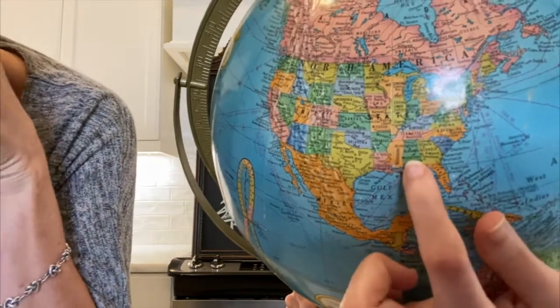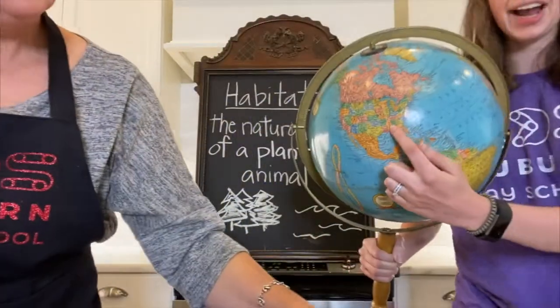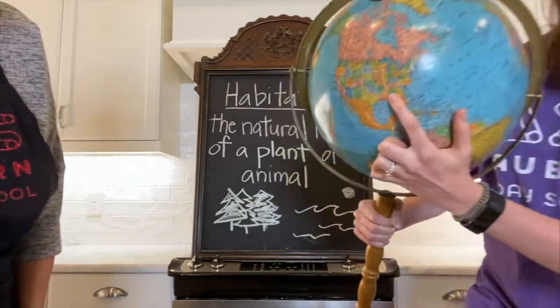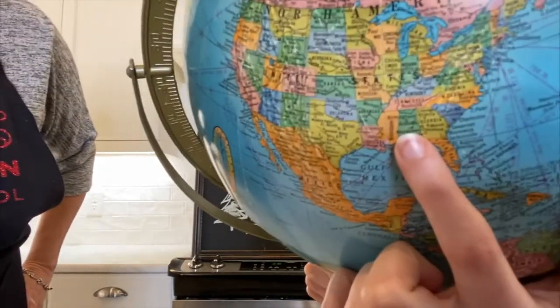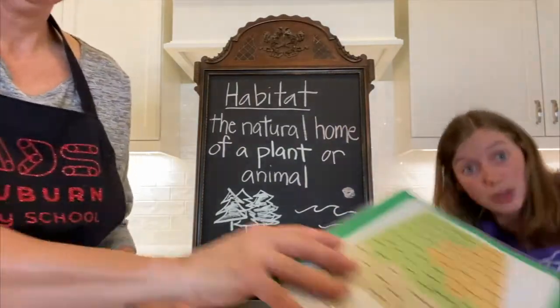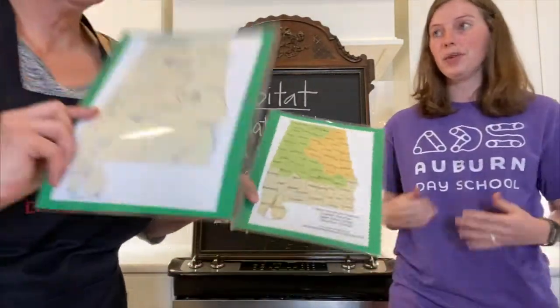So I'm gonna keep my finger on this green one and then I'm gonna pull the globe back. Do you see how teeny tiny Alabama looks on the globe? It's kind of hard to see anything. You have to look really, really close. So Miss Sarah actually brought something else we can use to explore the region we live in. What did you bring?